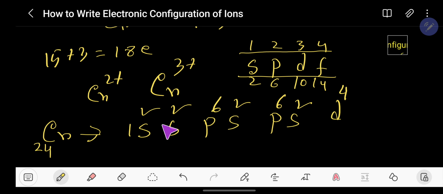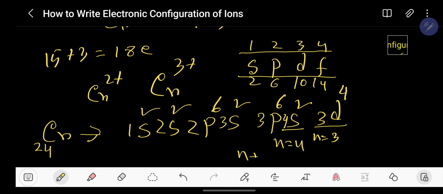So s starts from 1s, then 2s, then 3s, then 4s. Then p starts from 2p, 3p, right? And d starts from 3d. Look, this should be the electron configuration of chromium, but this is not the actual electron configuration of chromium. Here the highest value of n equals 4 for 4s. The immediate next subshell is 3d. The highest value of n here equals 3, but the n plus l value for 4s equals 4 plus 0 equals 4, and here 5.